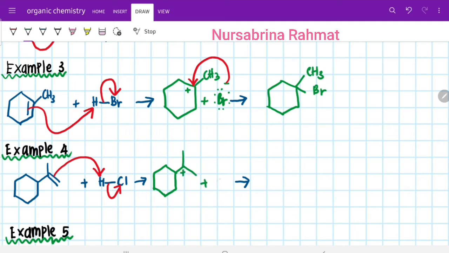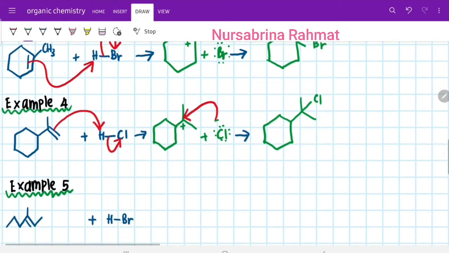Okay, plus Cl minus. So the negatively charged chloride ion will attack the positive center of your carbocation, and now we are forming a bond between the carbocation and the chlorine. So we are making alkyl halides. Okay, so I have the last example.